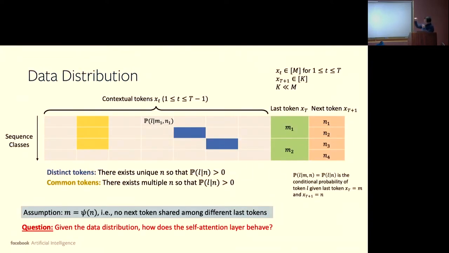On the data distribution, we also have some assumptions, right? We assume there's a bunch of sequence classes from 1 to K, and for different sequence classes, there are two different kinds of tokens. There's one kind called distinct tokens that only appears in one class, but not the others.